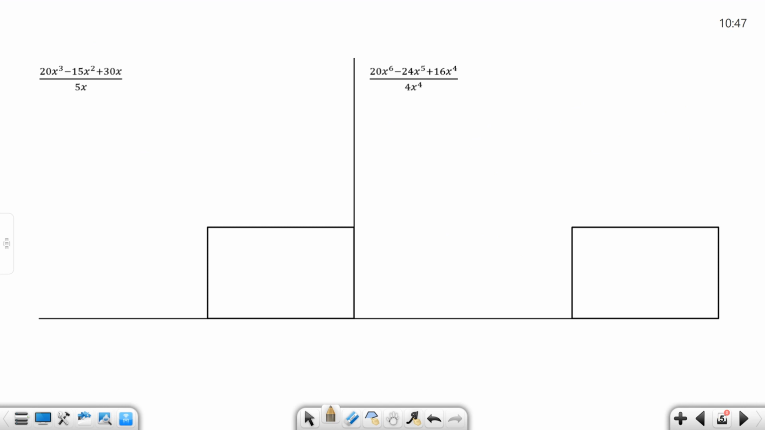So here we have 3 terms over 1 term, right? There's just 1 term down here. When there's 1 term, remember the easiest way to do this is to break every term. So the first term is 20x to the 3rd over 5x. Then we have this minus. So it's minus 15x squared over what? 5x. And then we have plus 30x over 5x.